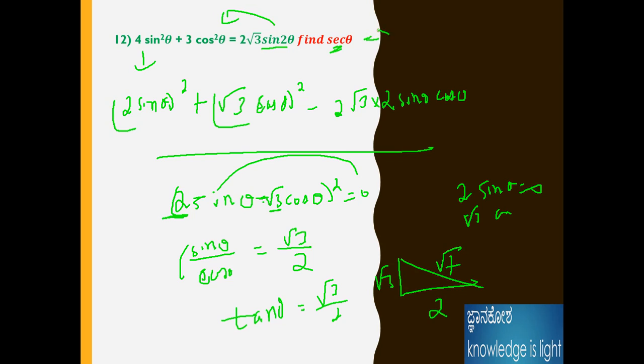Secant theta is nothing but the reciprocal of cos theta. That means adjacent by hypotenuse, so secant is hypotenuse by adjacent. I will write hypotenuse by adjacent. The answer is, here the hypotenuse is root 7, and what is the adjacent one? Adjacent here is 2 1. Like that, we could solve the problem by using this kind of logic.